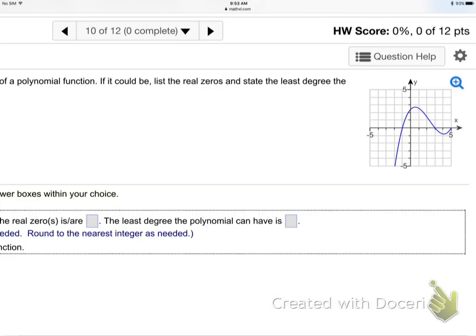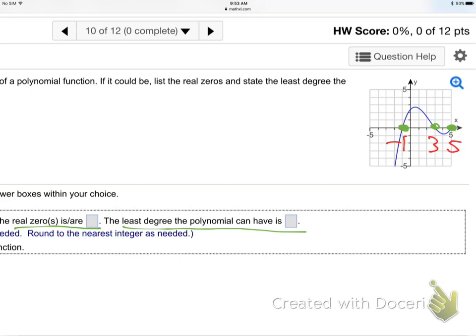All right. We're going backwards. So there we go. This time they're giving us the picture, and they want us to go backwards to the zeros and then the least degree of the polynomial. So first off, the zeros. Can you look at that and tell me the zeros? It's right there. Come on. Right there, and right there. Those are the places it hits 0. So what are those places? Looks like -1 and 3 and 5.